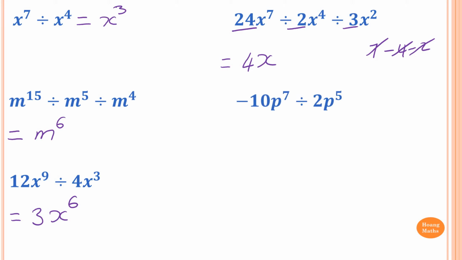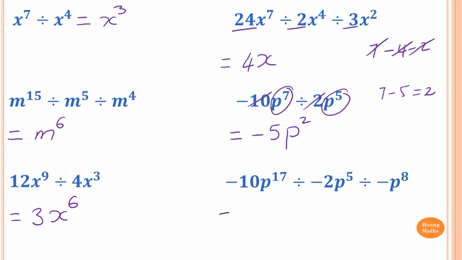Negative 10p to the power of 7 divided by 2p to the power of 5. So negative 10 divided by 2, so just one negative, so the answer is negative. 10 divided by 2 is 5. And then p to the power of 7 divided by p to the power of 5, it's just 7 minus 5 is 2. So therefore, negative 5p squared.